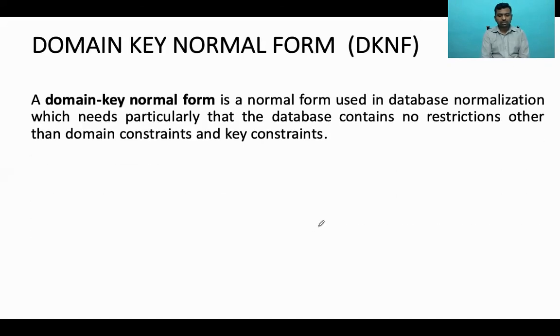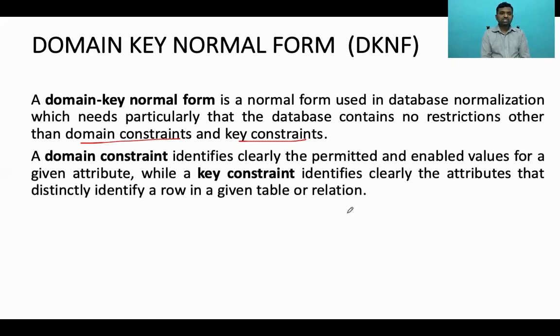Next, and the final one, is domain key normal form. Domain key normal form is the normal form used in database normalization which requires that the database contains no restrictions other than the domain constraint and the key constraint. These are the only two constraints that are allowed. So when I say my table is in DKNF, it means it satisfies two constraints, the domain constraint and the key constraint. Now, what is the domain constraint? What is the key constraint?